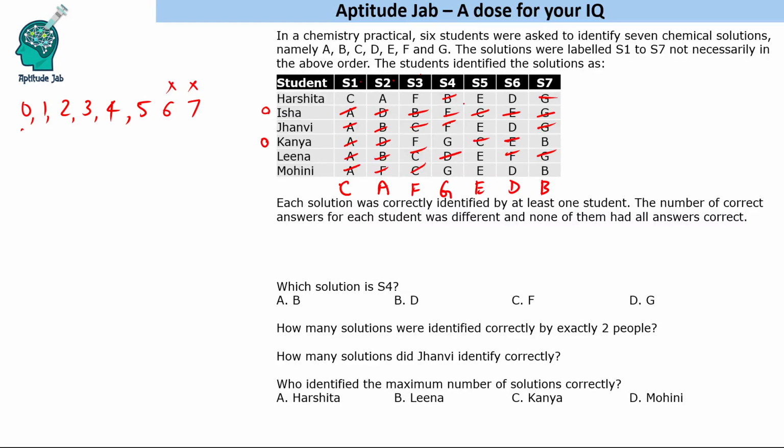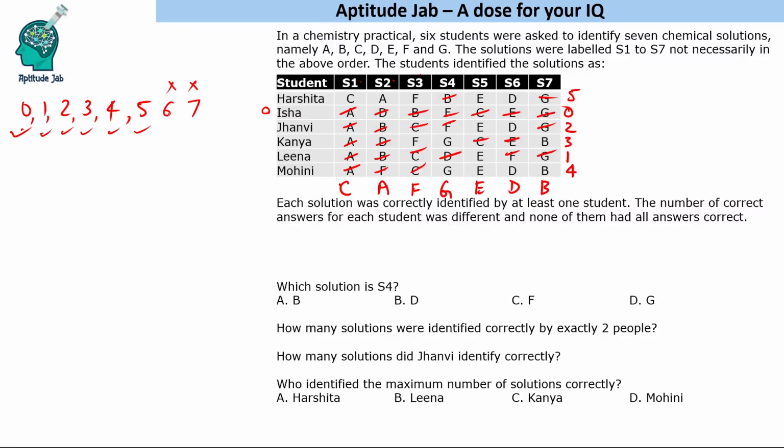So let us count the correct responses based on this. 1, 2, 3, 4, 5. Okay, 0 that we had assumed. Okay, and then we have 2 correct responses. 1, 2, 3 correct responses, 1 correct response, and 4 correct responses. So it satisfies this condition that all of them got different correct responses.